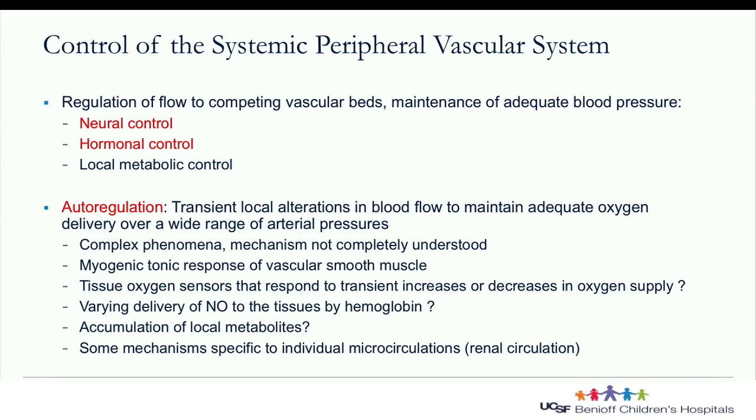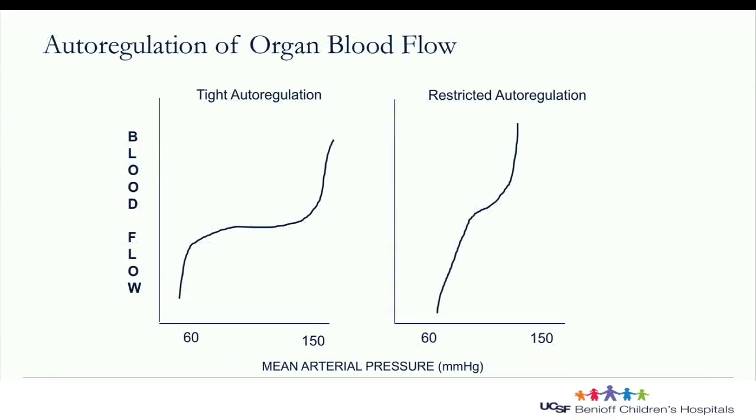And different vascular beds are going to demonstrate different degrees of autoregulation. Organs like the brain are able to maintain very constant blood flow and oxygen delivery over a wide range of pressures. This is considered very tight autoregulation. In contrast, the splanchnic and cutaneous vascular beds show very minimal ability to autoregulate, with blood flow to those vascular beds changing dramatically as changes in perfusion pressure occur.